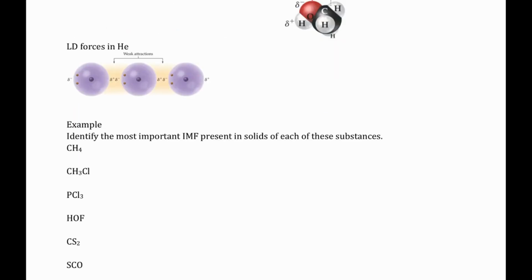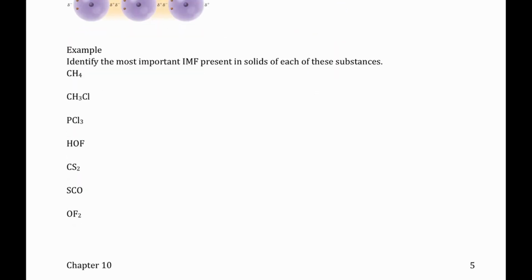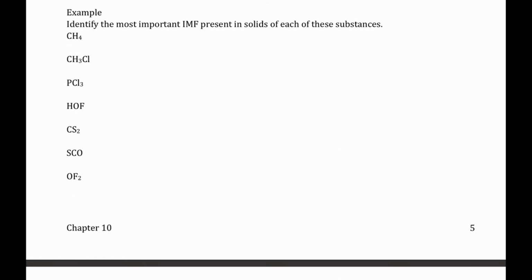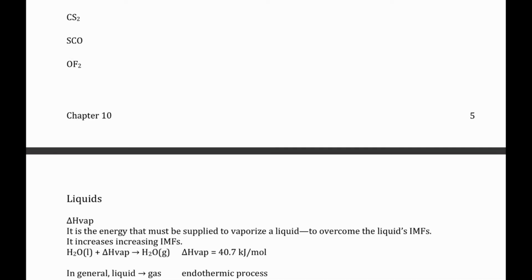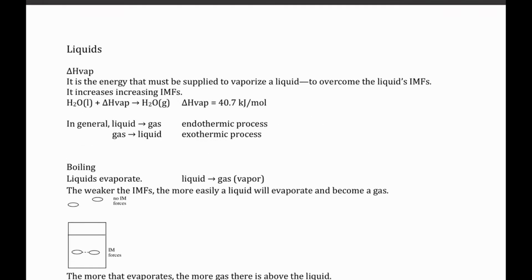Okay, so now we have some examples. Identify the most important IMF present in solids, or you could say liquids, of these substances. So what you have to do is draw the Lewis structure, decide about the shape, decide about the polarity. Also, if they're polar, do we have H bonded to O, N, or F? If they're nonpolar, then of course we only have London dispersion. So come back and do that one later.